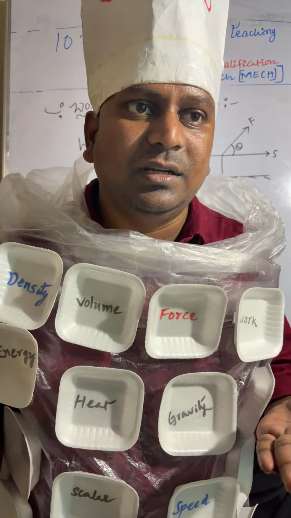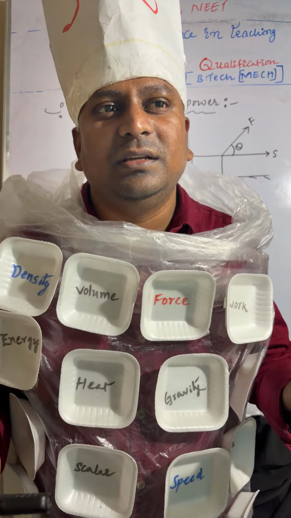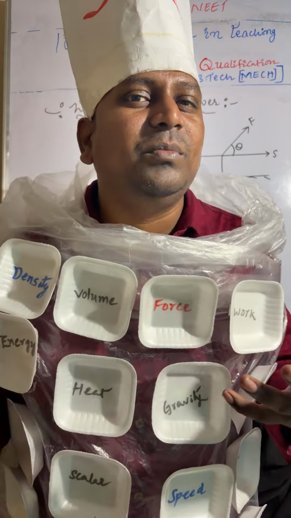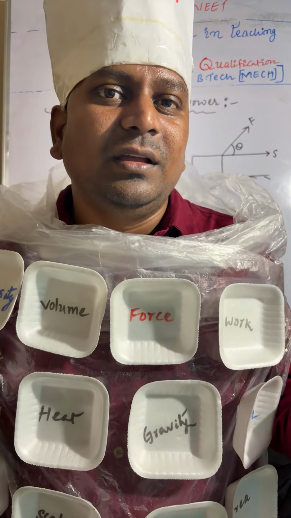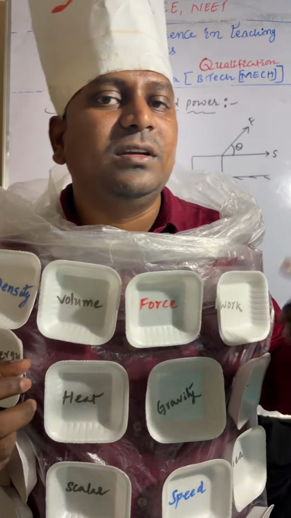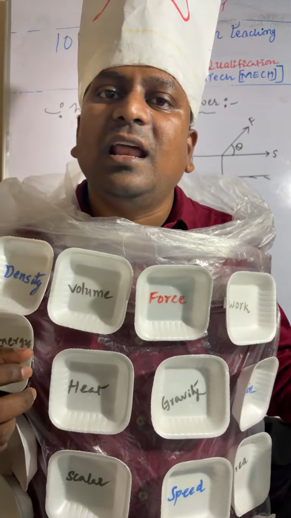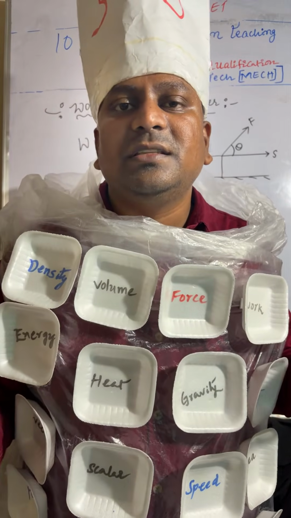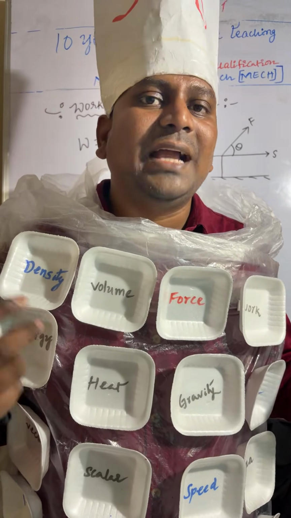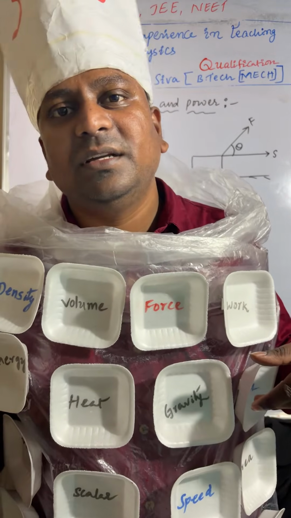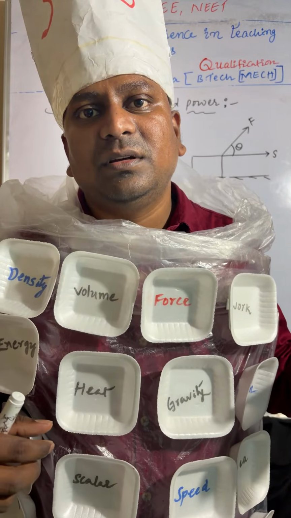What is a physical quantity? The quantity which can be measured is called a physical quantity. There are two types of physical quantities: scalar physical quantity and vector physical quantity. Scalar means the physical quantity which has only magnitude. Vector physical quantity means the physical quantity which has both magnitude and direction. Simply we can say scalar quantity and vector quantity.